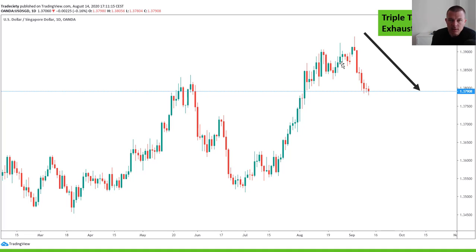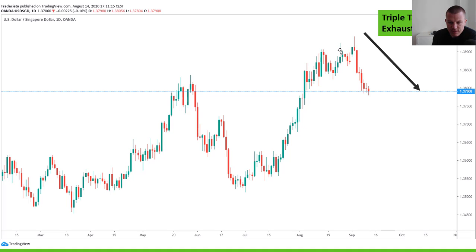So triple taps are 3 pushes during a trend, and those pushes show you that the existing trend is slowly coming to an end, because it shows you that the trend is less and less strong. In this example, it's very obvious, very easy to see. You have a very strong uptrend here, and then you have 3 final pushes, 1, 2, 3.